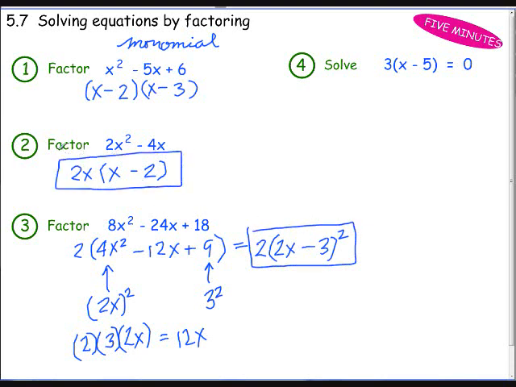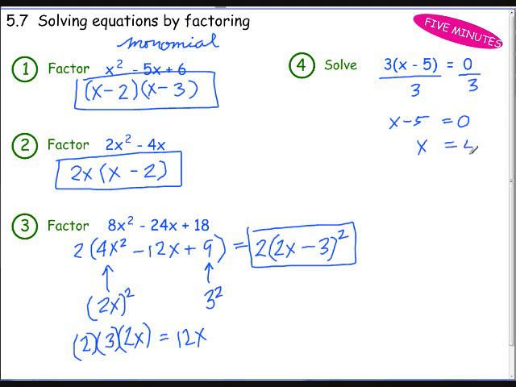We've done 3 of them. Let's do the 4th one, and then we'll move on into equations. Solve this one. We're actually going to do an equation right now. If I divide both sides of this by 3, in order to simplify, I will have x minus 5 equals 0. If I add 5 to both sides, I get x equals 5. That is my answer.